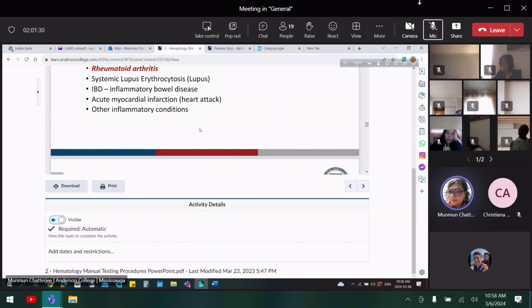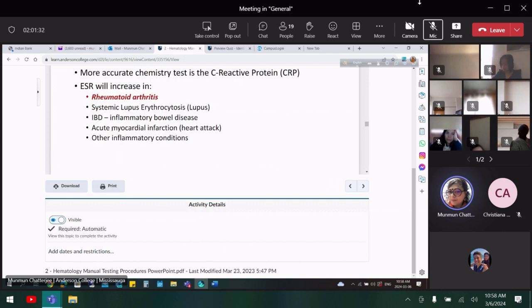This I could not remember before, that acute MI increases ESR. They have added it. I didn't know that ESR increases in a heart attack. But for a heart attack, they don't do the ESR test. There are so many other tests to check for a heart attack, so they don't do the ESR for it. But yes, a heart attack can also change the ESR level.